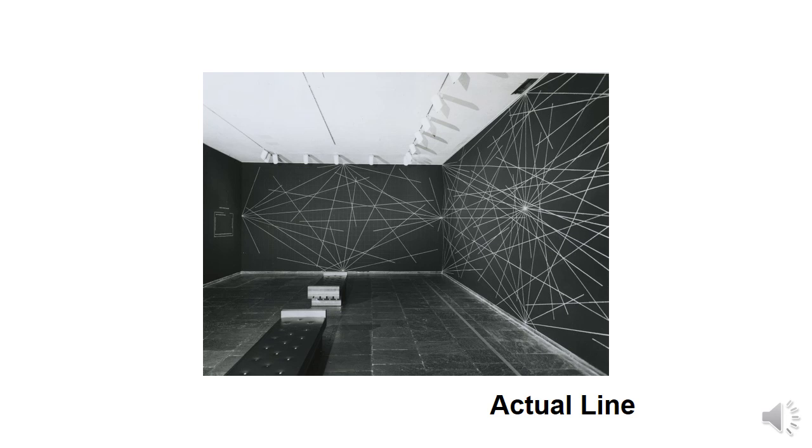The first one is actual lines. If you look at this artwork that's up here, it's kind of an installation piece where the artist has gone in and drawn white lines on the walls. Those are actual lines, right? They have length, they have somewhat of width, but of course the width has to be much shorter than the length to create a line. And he has subdivided this space using it.